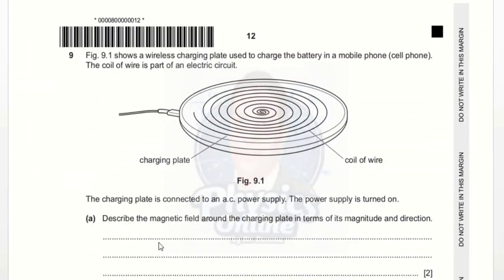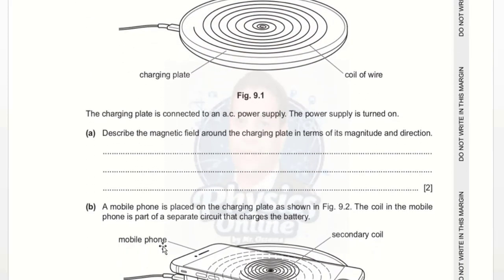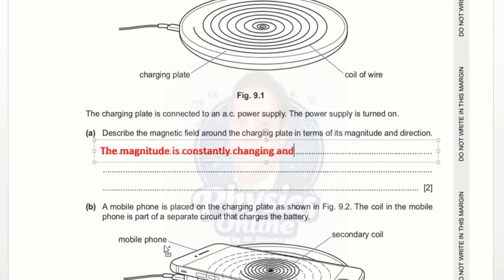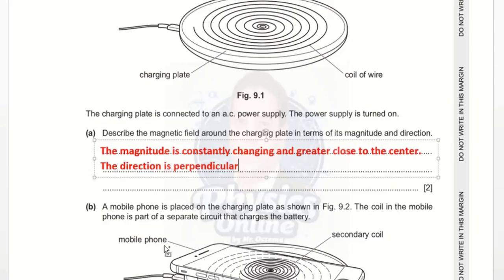Question 9. Figure 9.1 shows a wireless charging plate used to charge the battery in a mobile phone, cell phone. The coil of wire is part of an electric circuit. The charging plate is connected to an AC power supply. The power supply is turned on. Describe the magnetic field around the charging plate in terms of the magnitude and the direction. The magnitude is constantly changing and greater close to the center. The direction is perpendicular to the plate and so constantly changing.